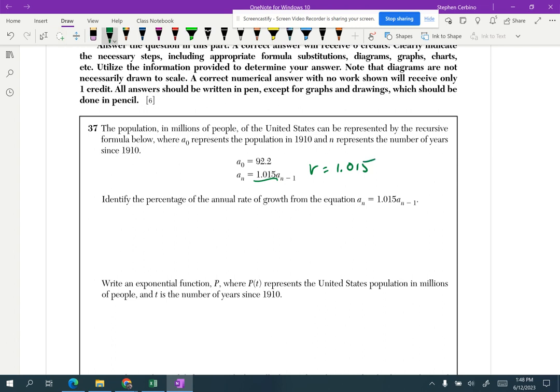They want us to identify the percentage of annual growth. So the percentage of annual growth is going to be this r value, which is 1 plus our growth rate is equal to 1.015. So our growth rate is 0.015, which is 1.5%.